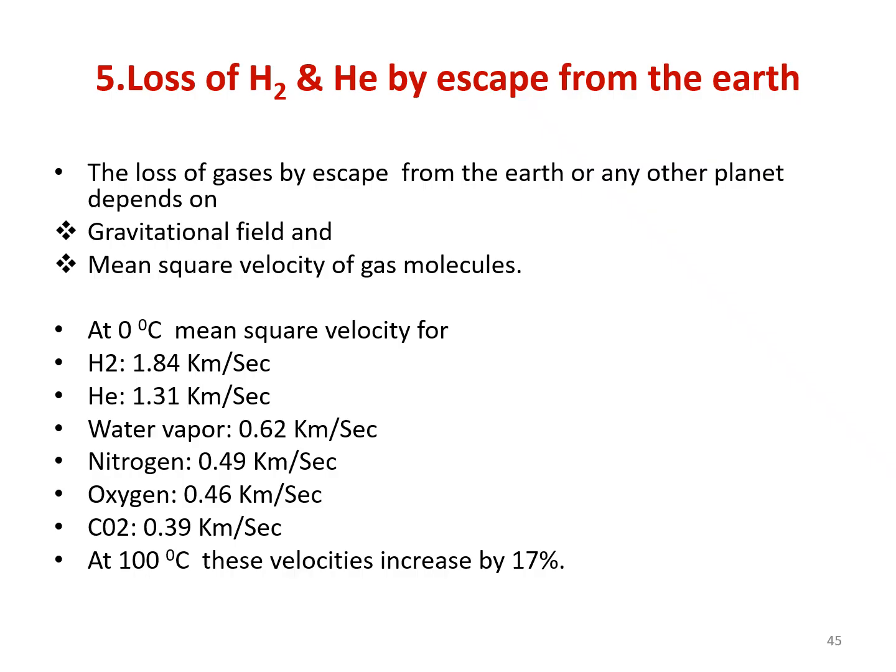At 0 degrees centigrade, the mean square velocity for hydrogen is 1.84 kilometers per second, for helium it is 1.31 kilometers per second, for water vapor it is 0.62 kilometers per second, for nitrogen it is 0.49, for oxygen it is 0.46, and for carbon dioxide it is 0.39. At 100 degrees centigrade, these velocities increase by 17%.